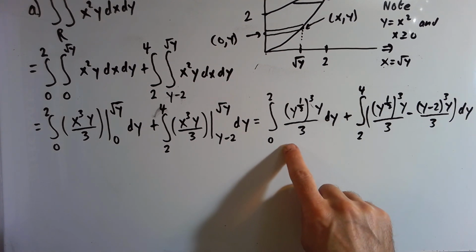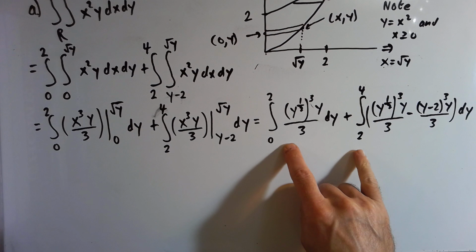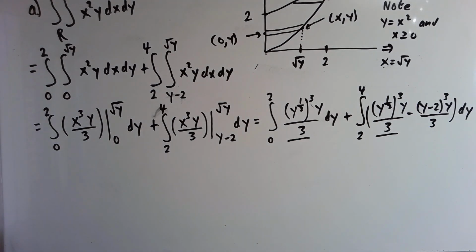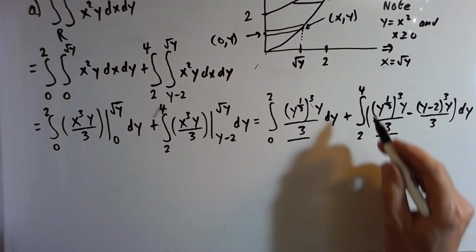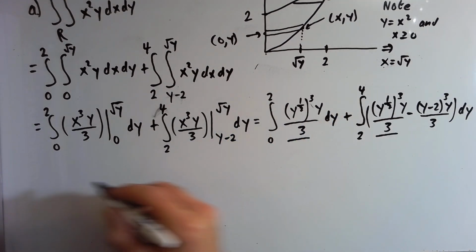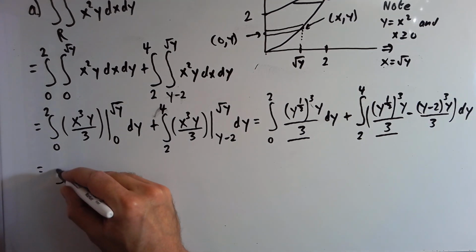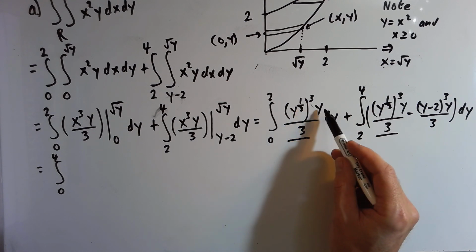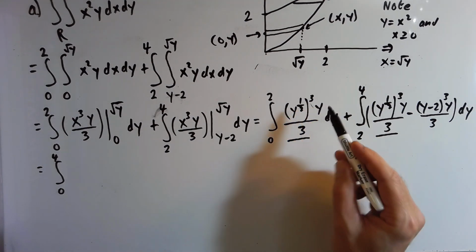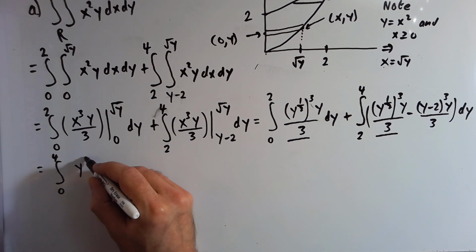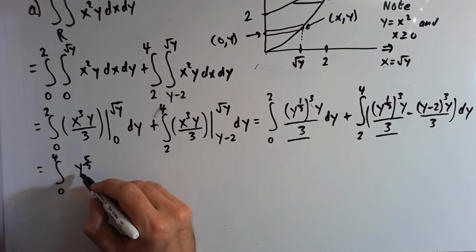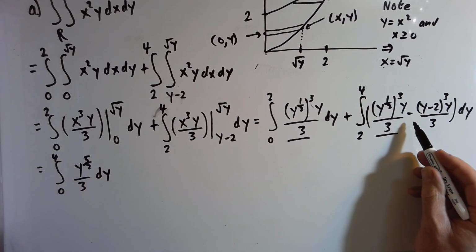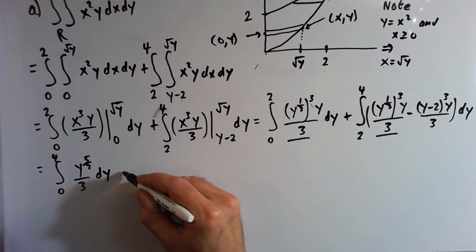Notice this integral 0 to 2 and 2 to 4, the integrands are the same. So it goes from 0 to 2, 2 to 4. You could actually write that as integral 0 to 4 then. So it'd be integral 0 to 4, and that's going to be 3/2 plus 1, so it'll be 5/2. So it'll be y to the 5/2 over 3 dy.